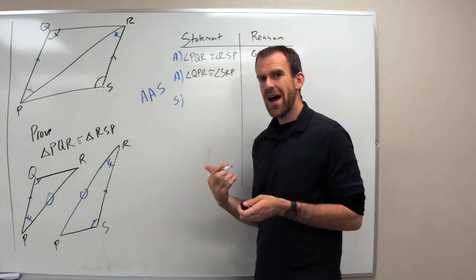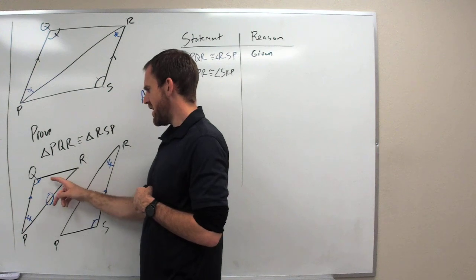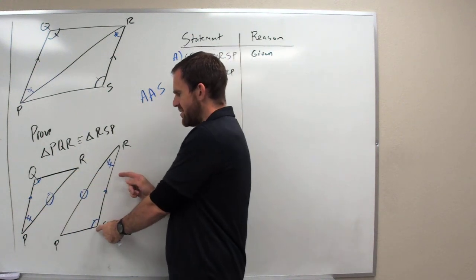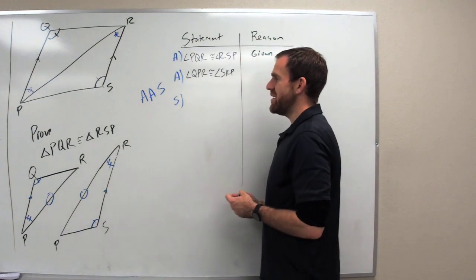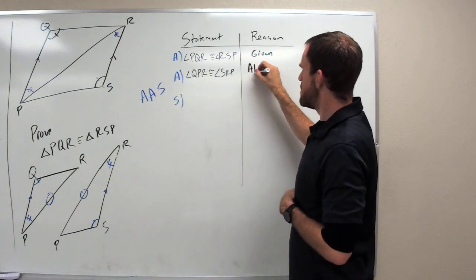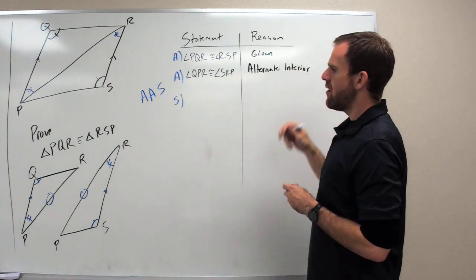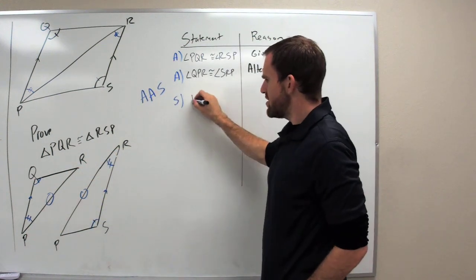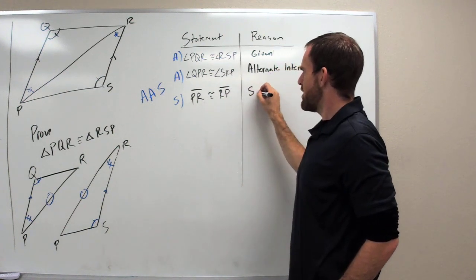Notice that I'm keeping track of the order that I'm using. If I went from angle 2 to angle 1 to angle 2 to R, or the third angle, I need to do the same order over here. 1, 2, and then the unknown. So that's why I did SRP. Why is that? Because they are alternate interior angles. Finally, I know that the side is the same because it's the same. So PR is congruent to RP because it's the same.